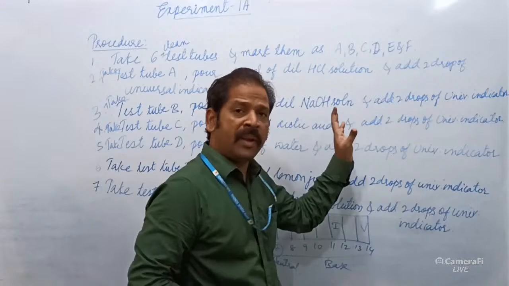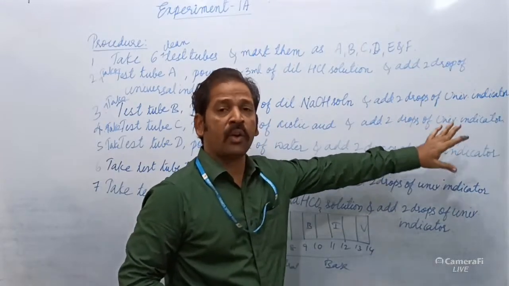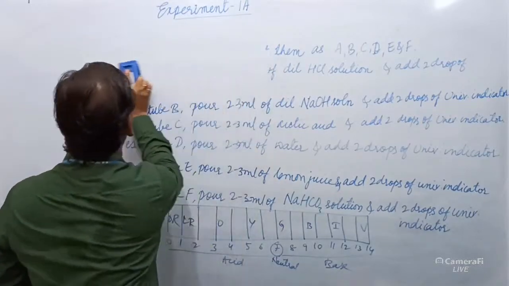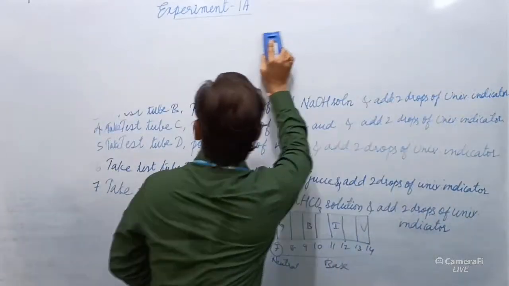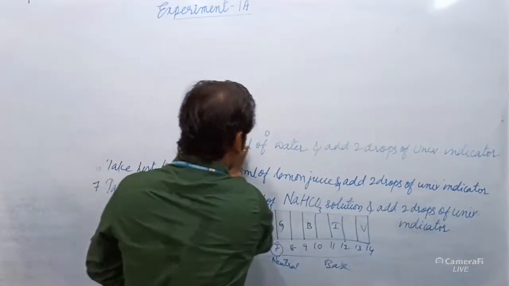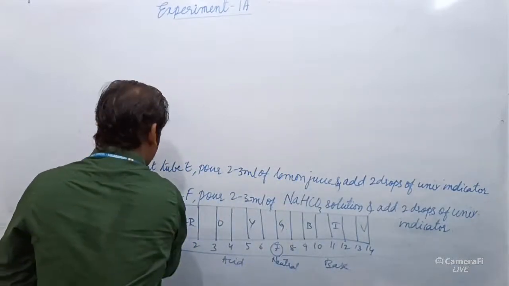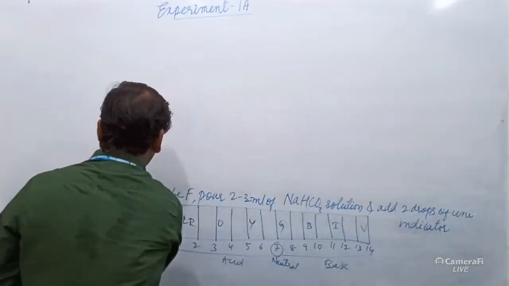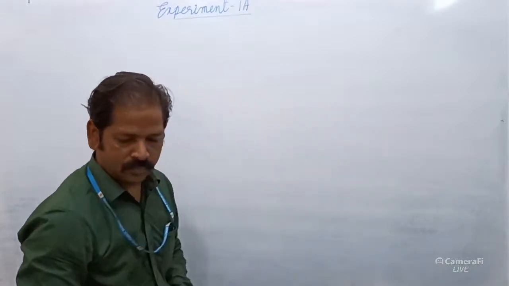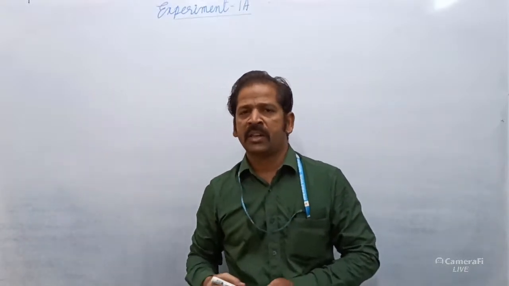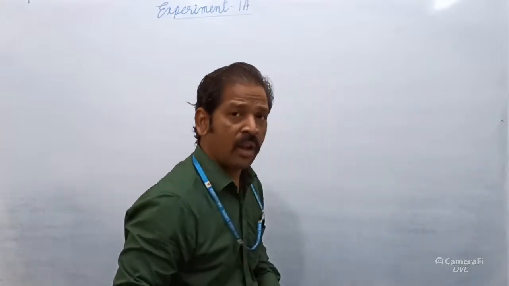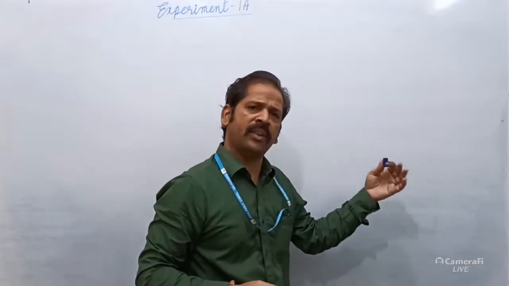Now I'll make an observation table for all these chemicals. First I'll make the observation table, then we'll start the experiment, because we have to observe what answer we get. Along with the observation table we will have the inference. The result will be there.